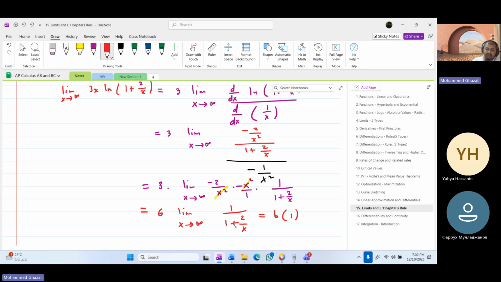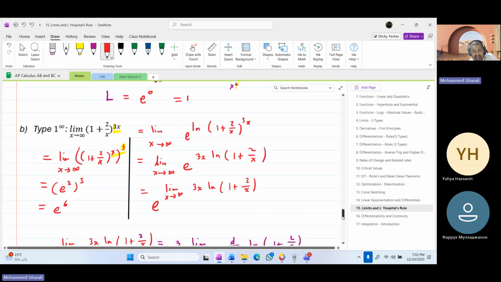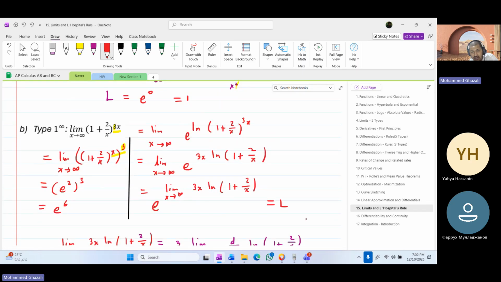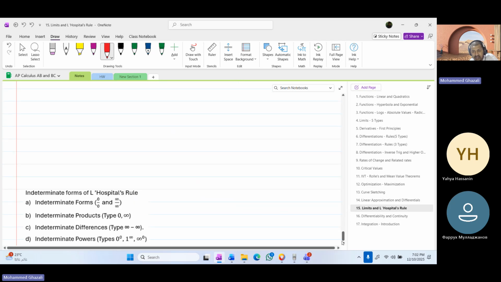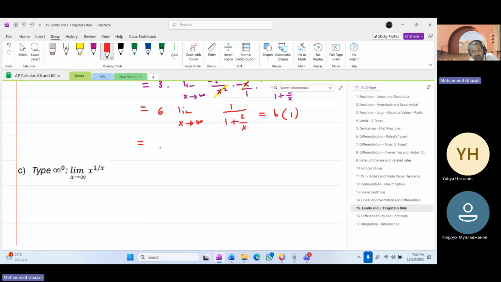No need to apply L'Hopital's rule here. Substitute infinity inside here. What's 2 over infinity? 0. 1 over 1 is 1. So 6 times 1 is 6. So great. We got the answer for this limit. Call this limit L. So L is now equal to e to the power 6. Excellent. Look at this. We identified an e limit. So now the answer is L equals e to the power 6.